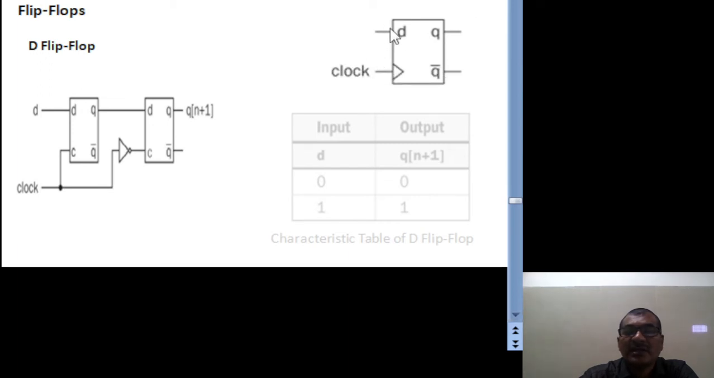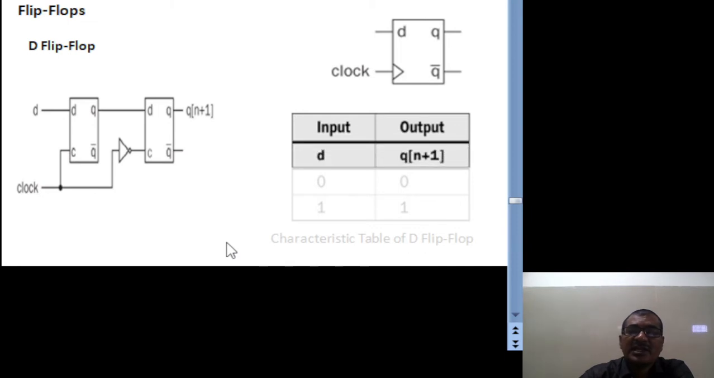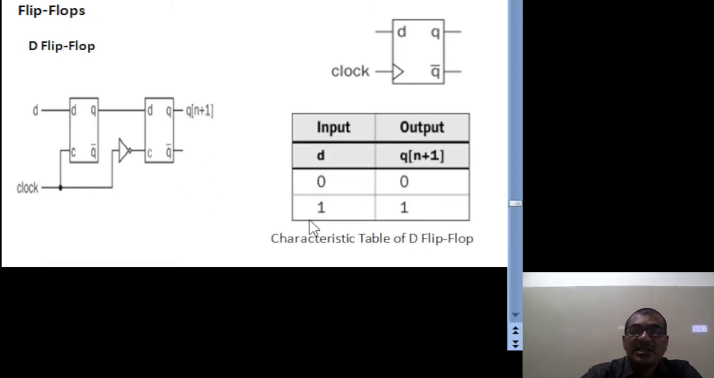It has one data input D and another clock input. Since the arrow is represented like this, it is a positive edge triggered D flip-flop, with two outputs Q and Q bar. And you know the characteristic table of the D flip-flop: when D is 0, the next state of the Q output is 0. If D is 1, the output is 1. Like that, you can take the D flip-flop circuit diagram, functionality and symbol.